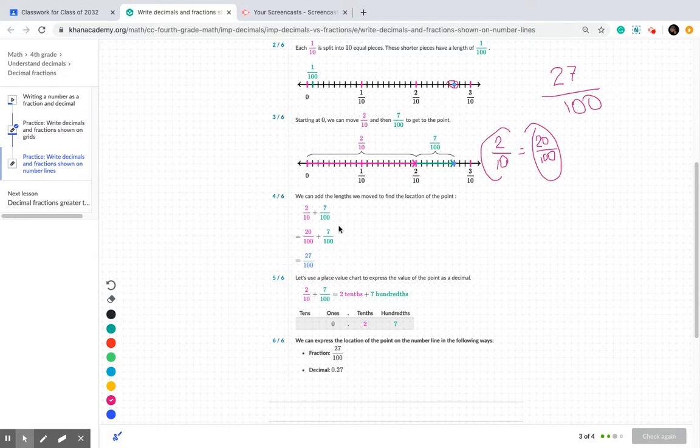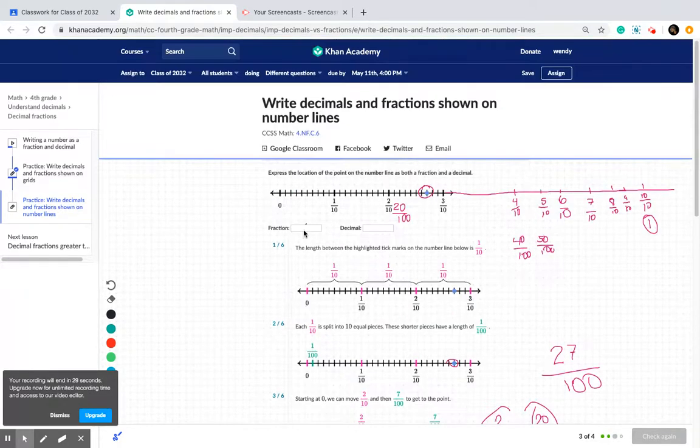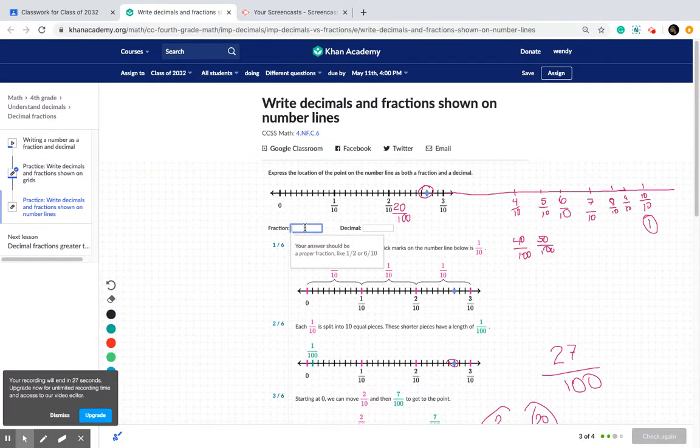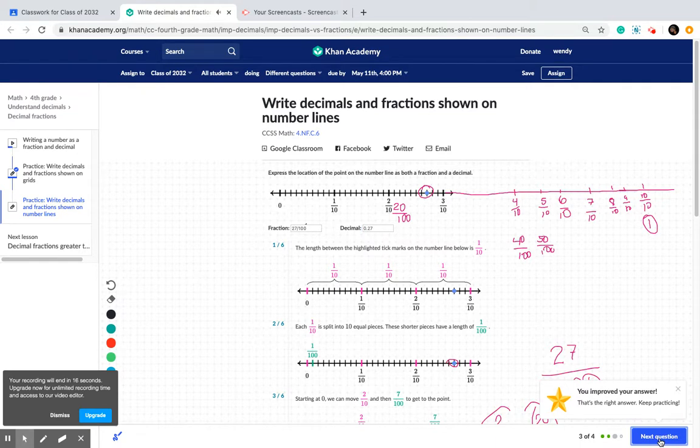All right, so this one will be 27 over 100, because if I do 2/10 plus 7 100s, the equivalent fraction for this one will be 20 over 100. 20 plus 7 100s will be equal to 27 100s. Do you see that? So I already know that my fraction will be 27 100s. Okay. My decimal will be 0.27. All right, let's see. And that is correct.